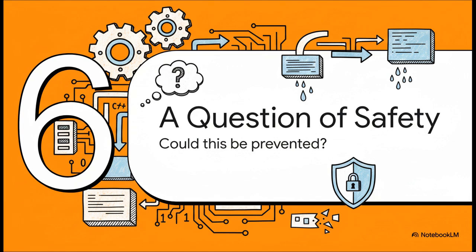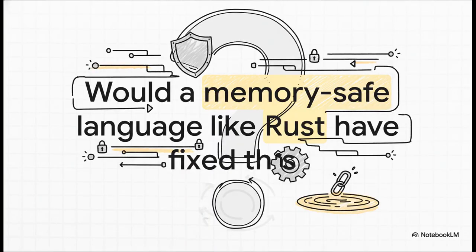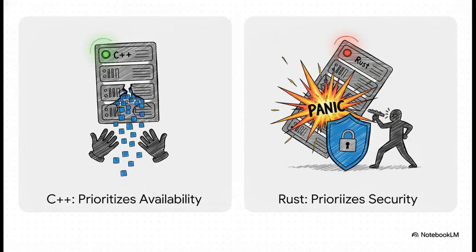So, could this all have been prevented? The question that was on every developer's mind was this. If MongoDB had been written in a memory-safe language, like Rust, would this have happened? And the answer is, well, it's complicated. So technically, yes, Rust would have prevented the data leak. In Rust, when you try to do something like read memory you're not supposed to, it doesn't leak data. Instead, it panics. It just crashes the entire server process to stop anything bad from happening.